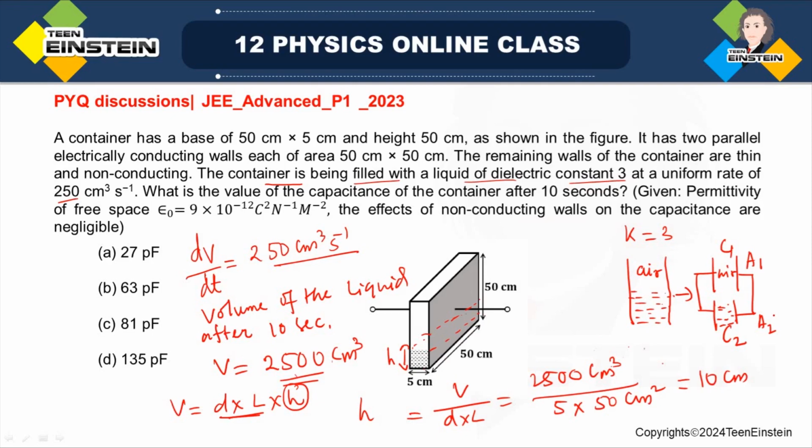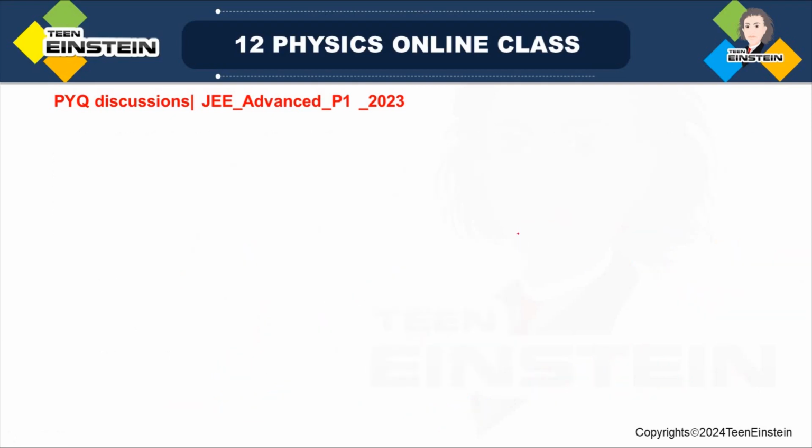Then what is the area of this? A2 will be the height into this length. That means you have 50 into 10 centimeter square. This is the area of this particular part, and the area of the air capacitor part will be 40 into 50 centimeter square. So these are the areas.